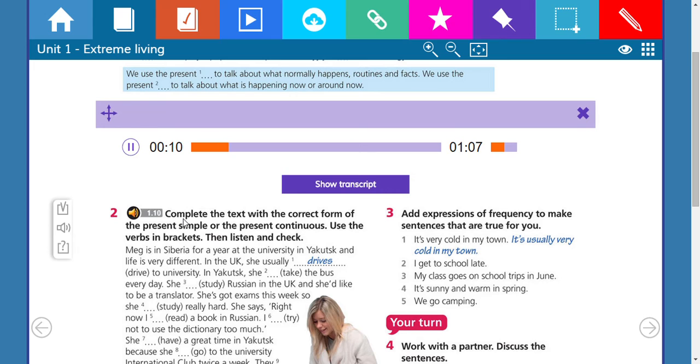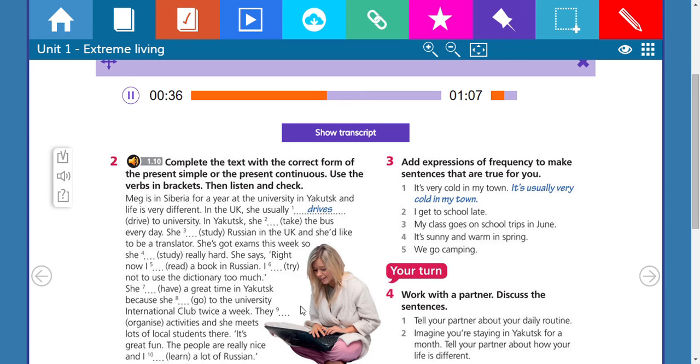Meg is in Siberia for a year at the university in Yakutsk, and life is very different. In the UK, she usually drives to university. In Yakutsk, she takes the bus every day. She studies Russian in the UK, and she'd like to be a translator. She's got exams this week, so she is studying really hard. She says, "Right now I'm reading a book in Russian. I'm trying not to use the dictionary too much."